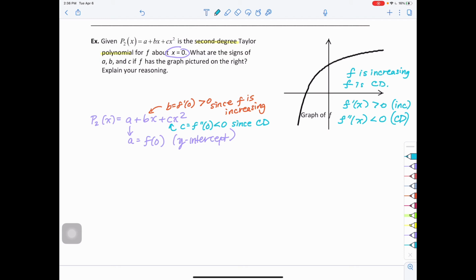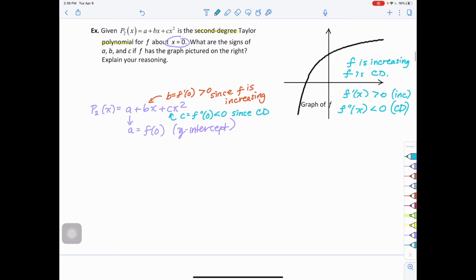So that's what I wanted to write out. Therefore, A, look at this, the y-intercept, which is equal to A, is positive because it's above the x-axis. So A is positive, B is positive, and C is negative, okay?